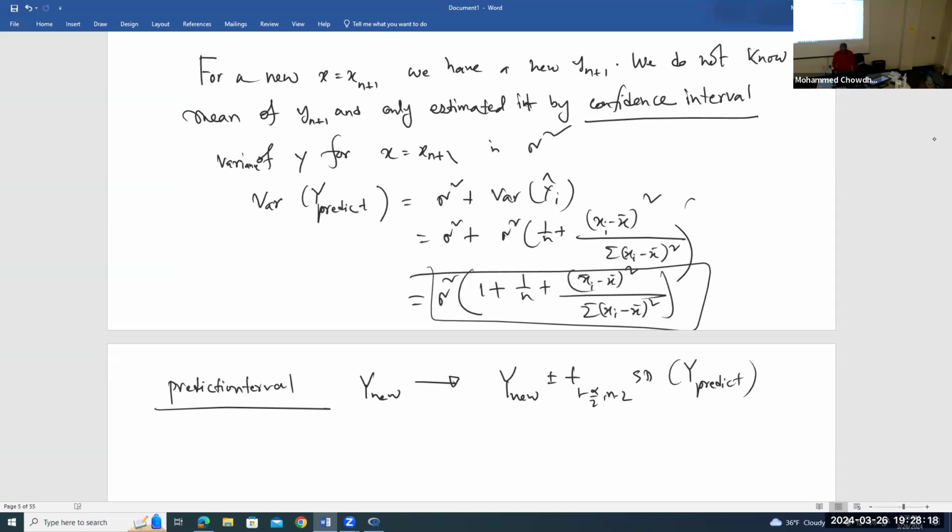So take a 10 minute break. Okay. So I have shown you theoretically as well as practically why the prediction interval is wider than the confidence interval. Okay. You understand, right?